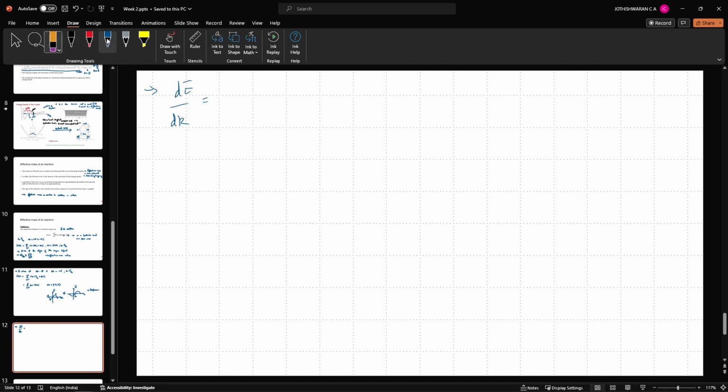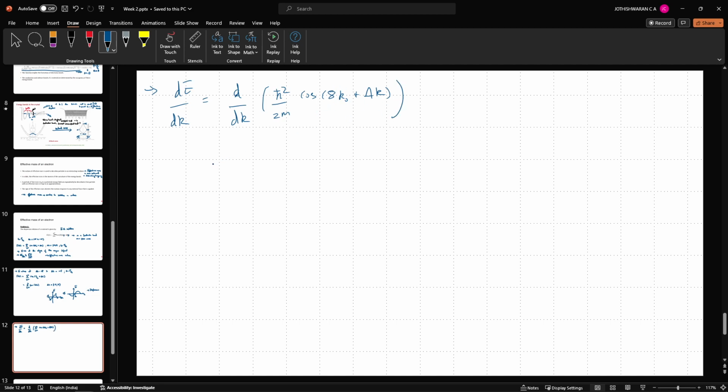So dE/dk is the derivative of this function, which is h squared by 2m into cos of 8(k naught plus delta k). Now k naught and these are all constants defined in terms of k, so we are supposed to treat this as k plus delta k.